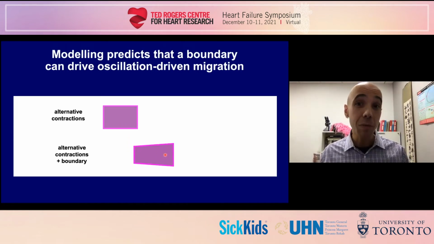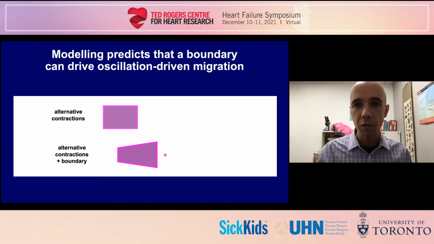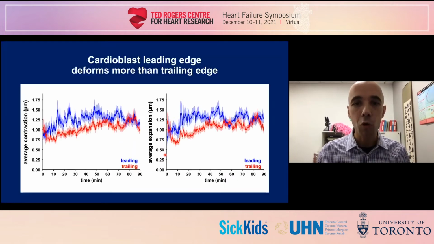Now, is this true in vivo? Is it true that the trailing edge of a cardioblast is stiffer than the leading edge? So to start addressing that question, first we measured the deformability of both leading and trailing edges as cardioblasts migrate.